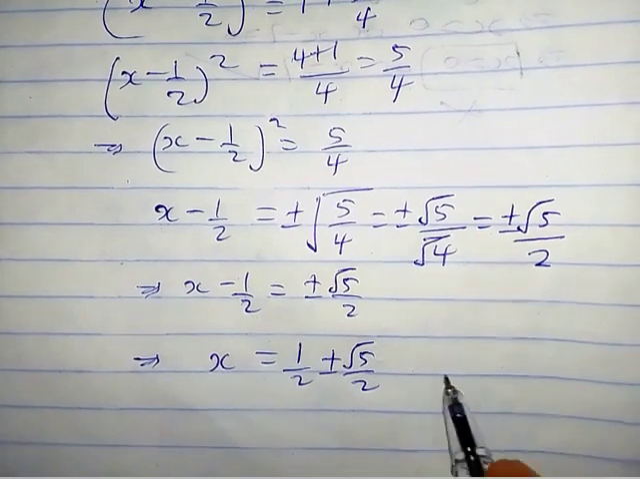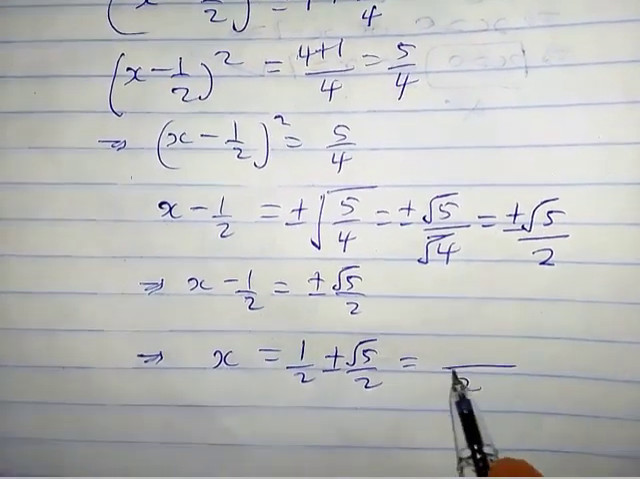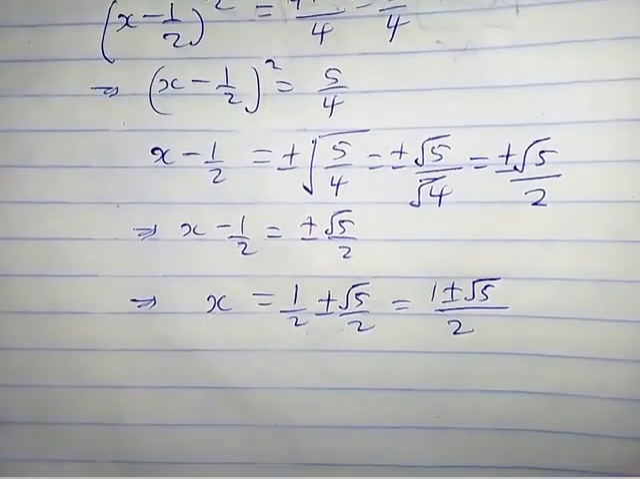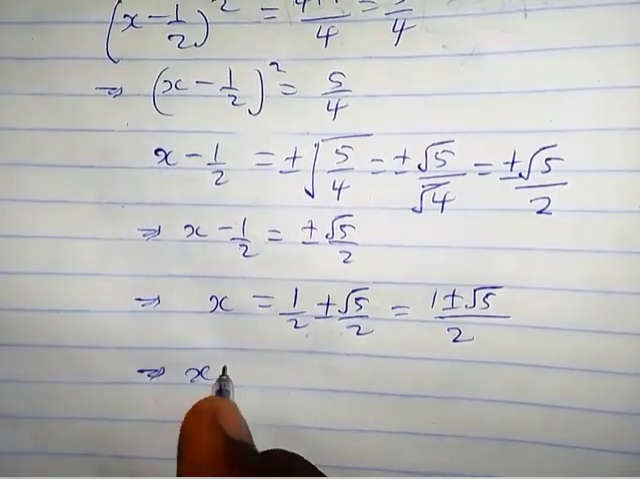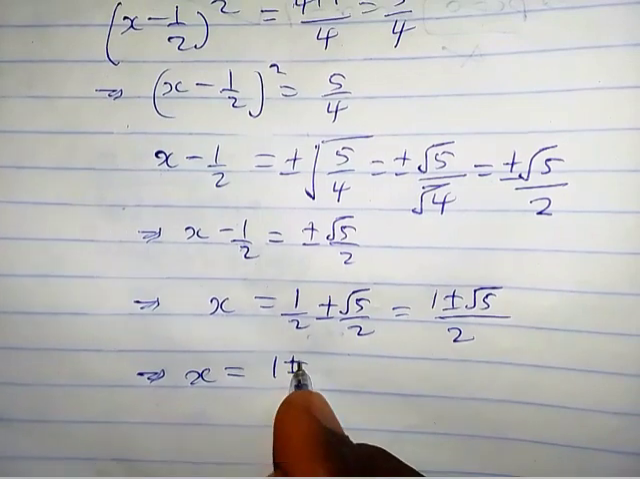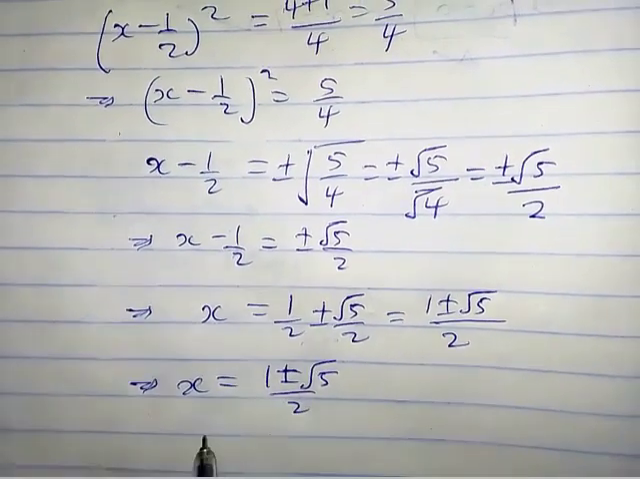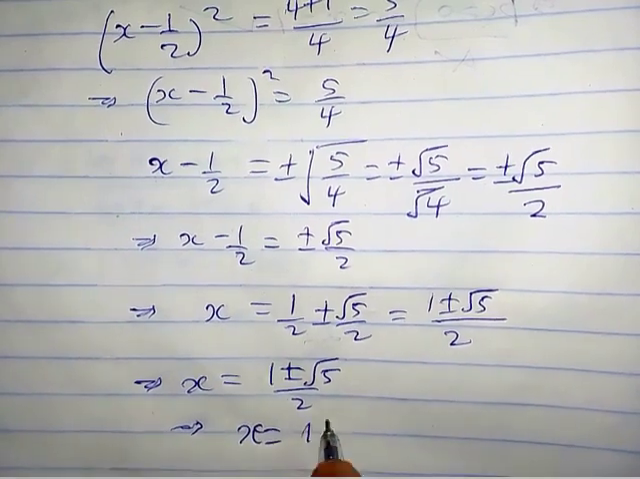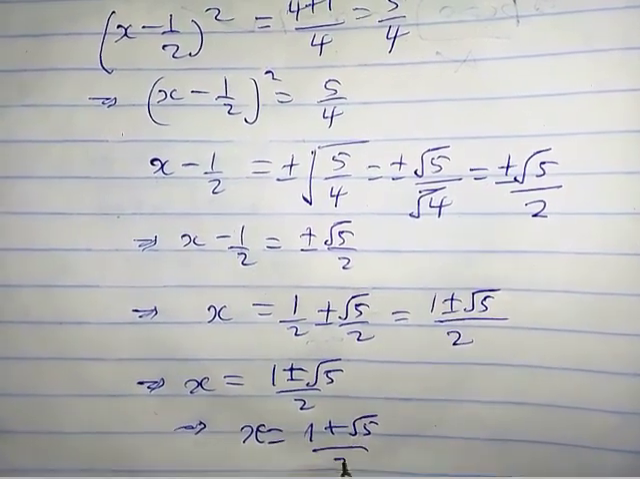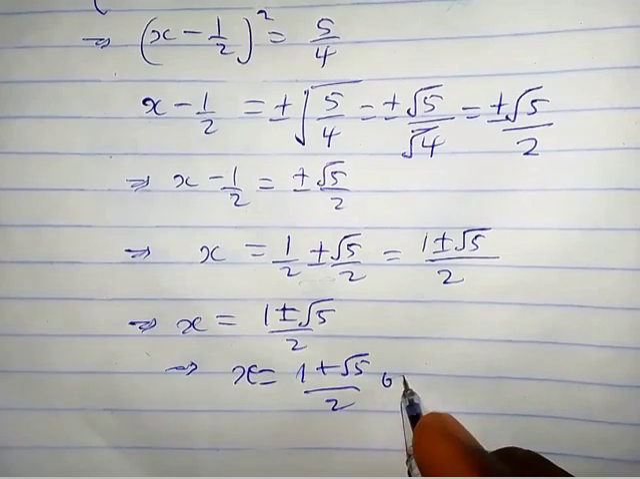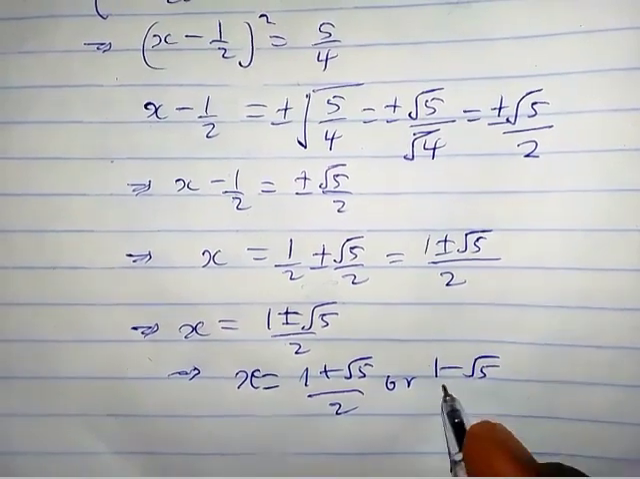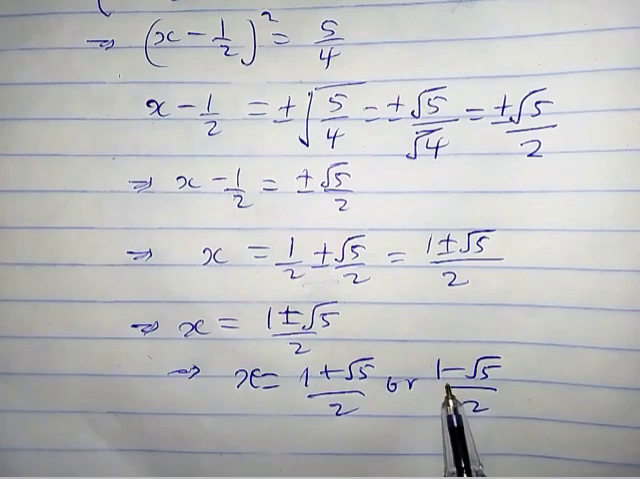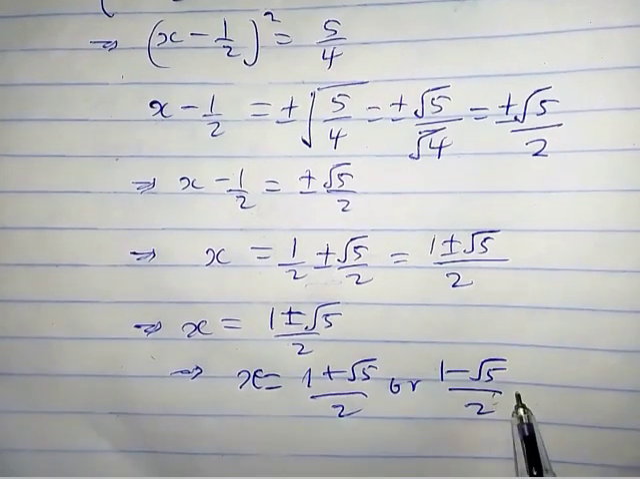We can combine these two terms. So we're going to have 1 plus or minus the square root of 5, all over 2, because the LCM here is 2. So this implies that we have x equals 1 plus or minus the square root of 5 over 2, which also implies that x equals 1 plus the square root of 5 over 2, or 1 minus the square root of 5 over 2. But this guy is going to give a negative value, that is, 1 minus the square root of 5 over 2 is going to be negative.